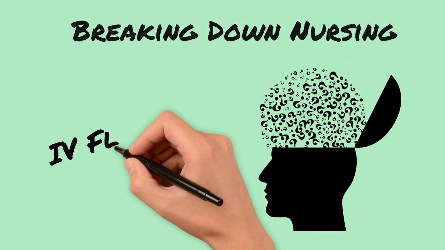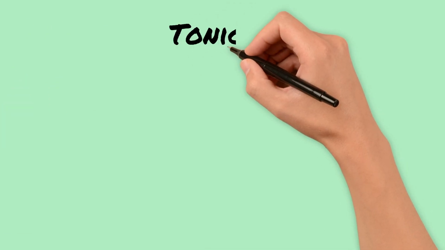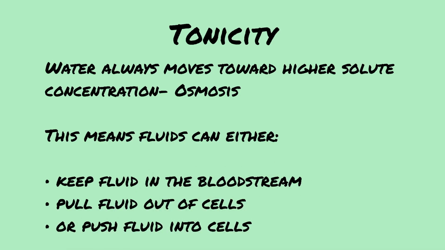In this video, we're going to cover IV fluids. So before we get started, a key concept to understand: tonicity describes how fluid affects water movement between the bloodstream and the body cells. Remember, water always moves toward higher solute concentration. This is also the definition of osmosis. This means that fluids can either keep fluids in the bloodstream, pull fluid out of the cells, or push fluid into the cells. So let's move on to isotonic fluids.